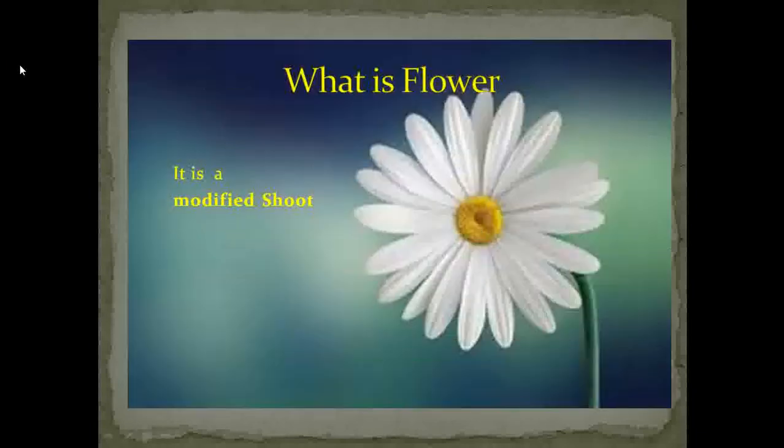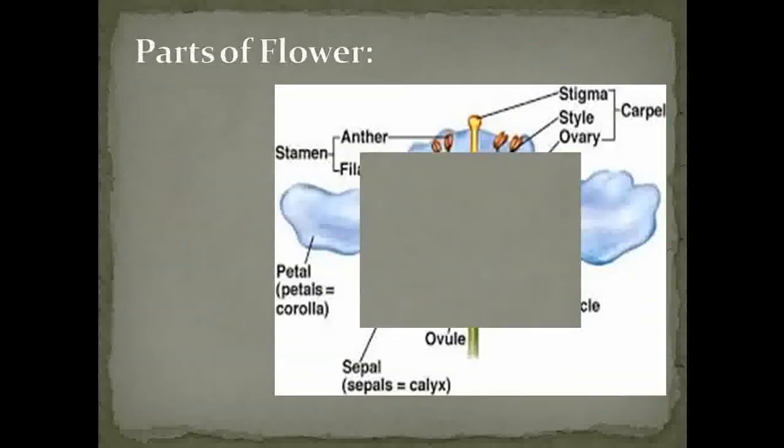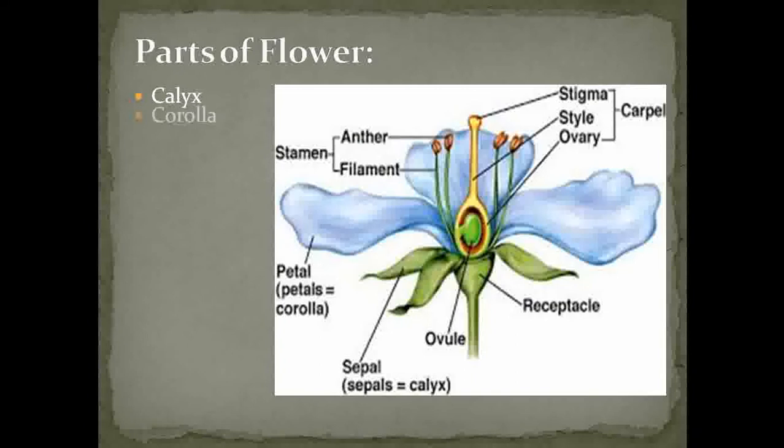So let's see first what a flower is. A flower is defined as a modified shoot, as it develops on the stem region. It is formed from different types of meristematic cells. So let's see what the parts of a flower are.